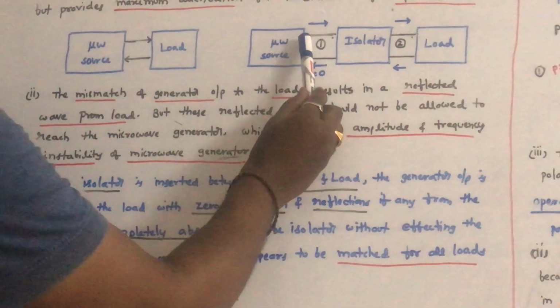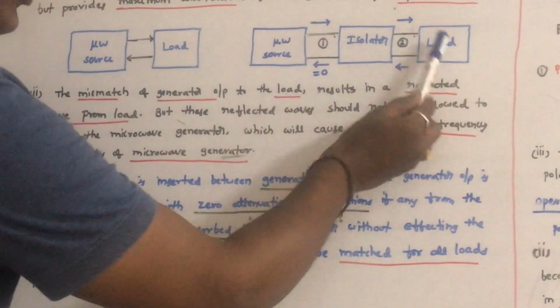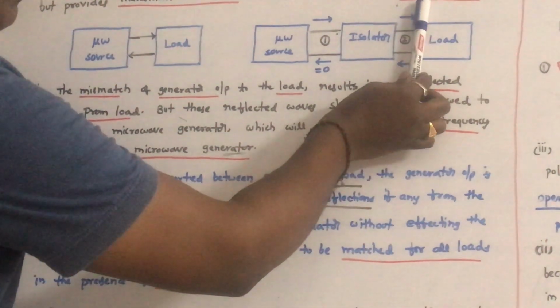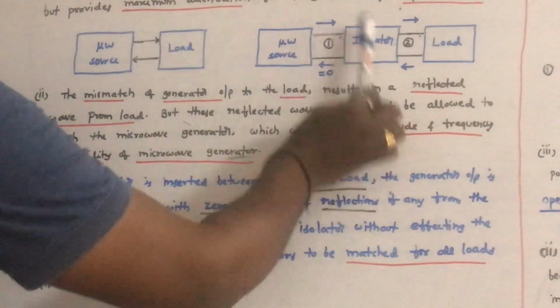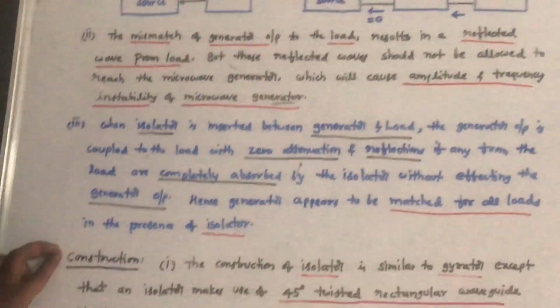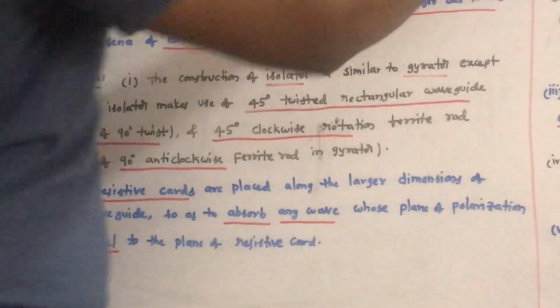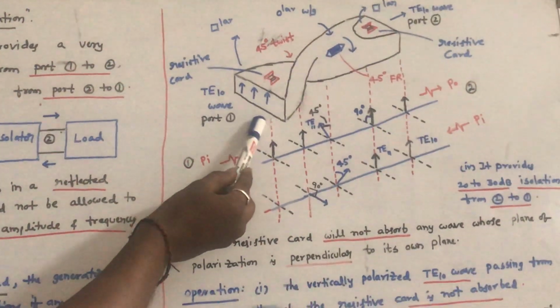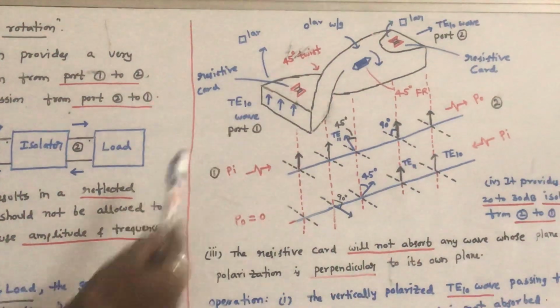So this is the purpose of the isolator. It passes the wave from port 1 to port 2 with zero attenuation. When the wave is passing from port 2 to port 1, the wave is completely absorbed by this isolator. So let us see the construction of this isolator. Here I have shown the construction of the isolator. Let us see what it contains.